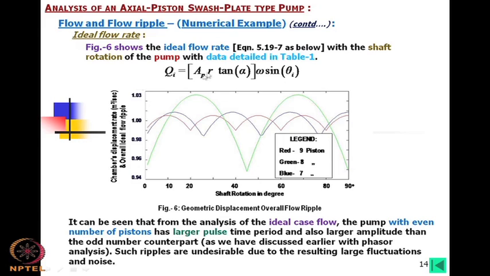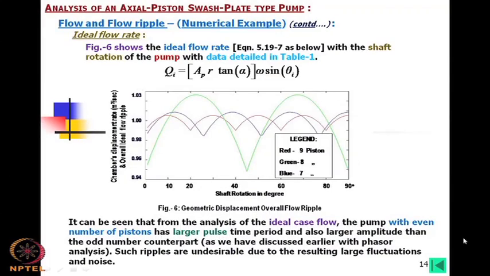You can examine from this equation as well as from our flow ripple analysis, which we have done by the phasor analysis. It can be seen from the analysis of the ideal case flow that the pump with even number of pistons has larger pulse time period and also larger amplitude than the odd number counterpart. As we have discussed earlier with phasor analysis, such ripples are undesirable due to the resulting large fluctuation and noise.